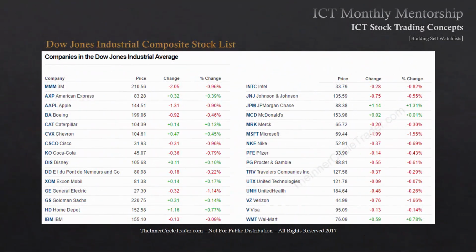Okay, as we disclosed in Building Buy Watch Lists, we're going to be using the Dow Jones Industrial Composite stock list here. And you quickly see here, not all stocks go up when there's a bullish idea or bearish idea. There's a disparity amongst all the index stocks generally, unless it's a very strong bullish day. Even then, you might get one or two laggards that don't go up, or if it's a strong down day, not all stocks will go down, some of them will go up. But we're going to be focusing on when conditions are ideal for bearishness, so we can build sell watch lists for shorting stocks.